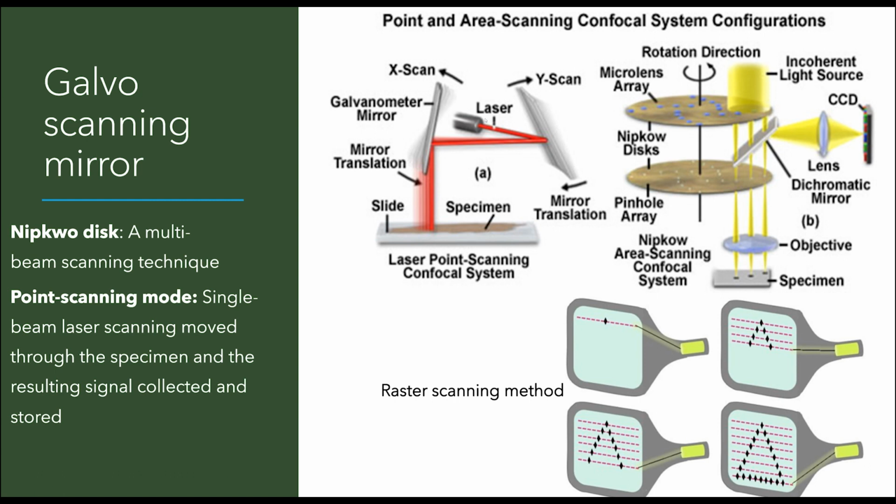Here we have lasers. The laser has to scan the entire sample, and this is done by these galvano mirrors. These galvano mirrors will rotate in the x axis and this will rotate in the y axis, so that the laser will fall on the entire sample and the entire sample will be scanned.